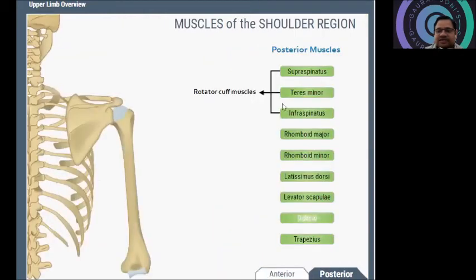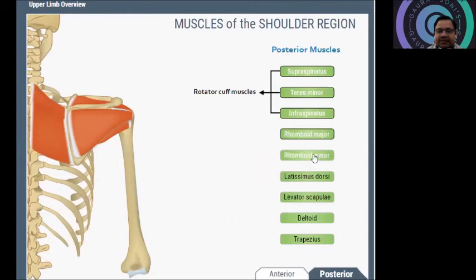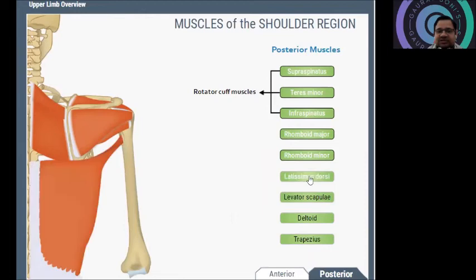On the posterior side, there are supraspinatus again, teres major and infraspinatus. So these three will be part of the rotator cuff muscles. You can see from the posterior side, they are attached to the medial border. Then there are rhomboid major and rhomboid minor. They are directly attached from the medial border to the spine. Then there is latissimus dorsi. This is one of the biggest muscles and is also the muscle which connects the upper limb with the lower limb. And levator scapulae, as the name suggests, is going to elevate the scapula.